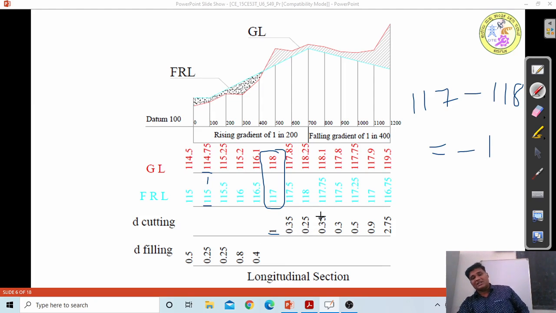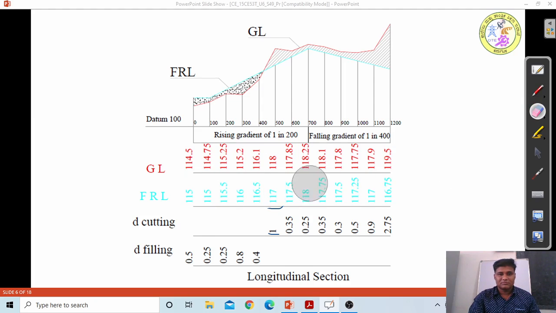Similarly, here the distance is 117.5, which is the formation line, minus 117.85, which is the ground level. So 117.5 minus 117.85 is minus 0.35, so it is written in cutting.